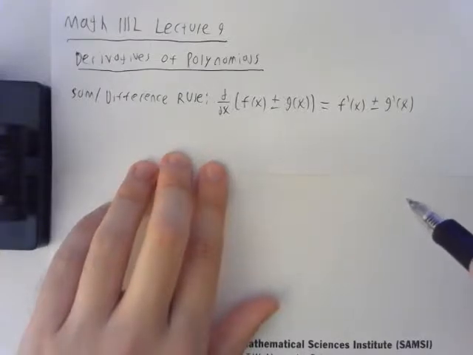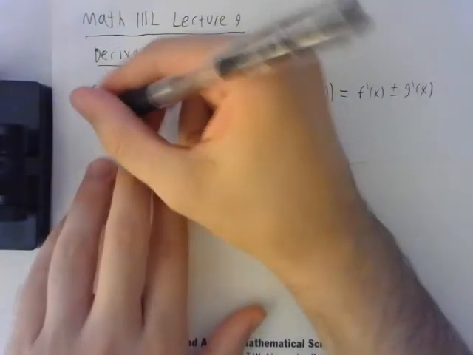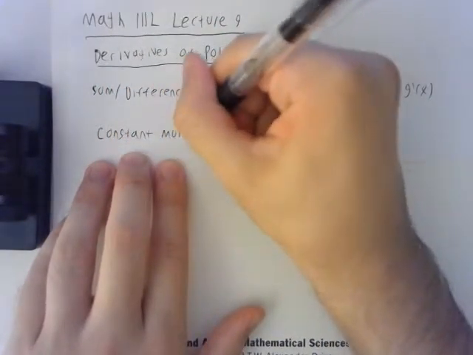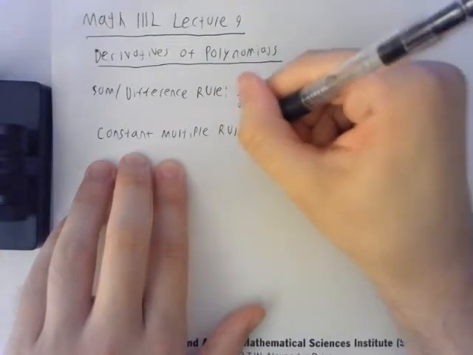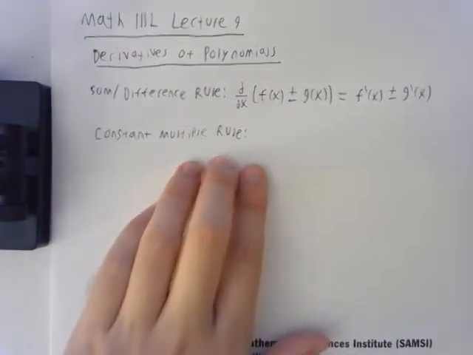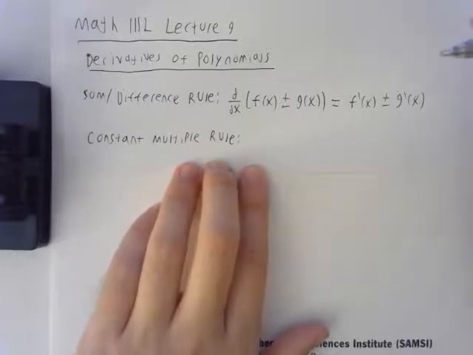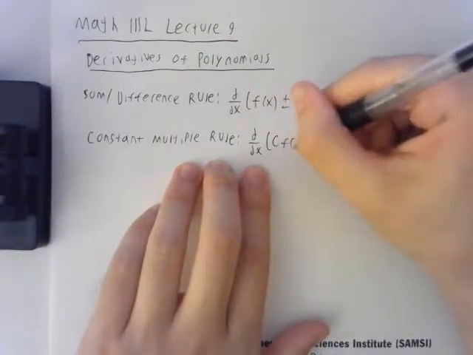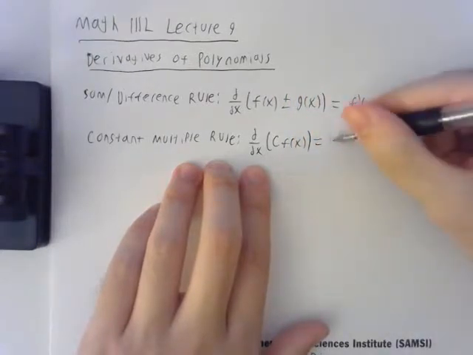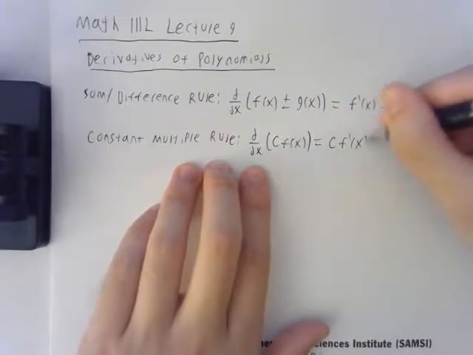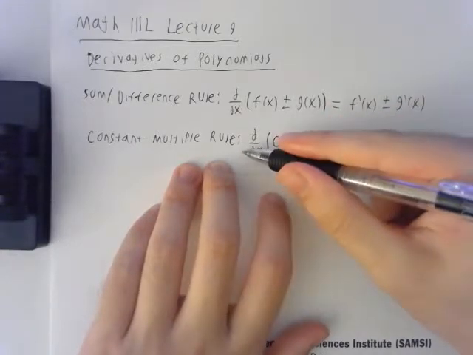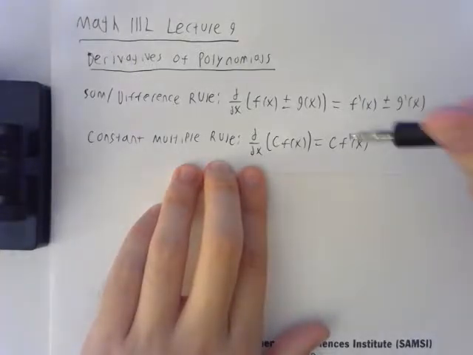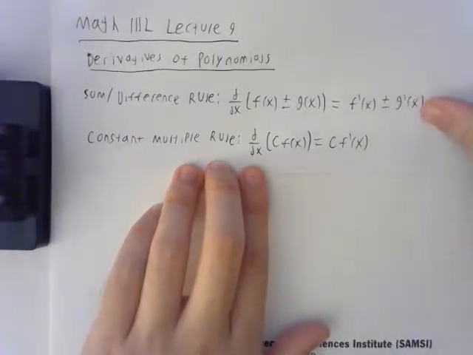The second basic rule that we're going to need to know is the constant multiple rule, which says that if f of x is a differentiable function and c is some constant, then the derivative of c times f of x is equal to c times the derivative of f of x. In other words, you can pull the constant outside of the derivative and just differentiate the function on its own. So it's going to be useful to keep these two rules in mind.